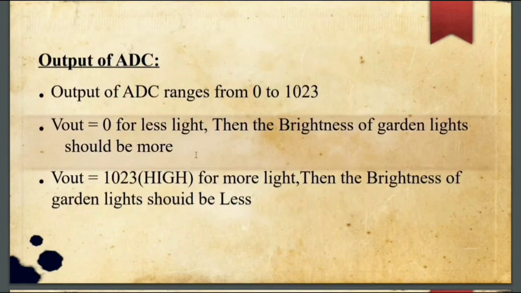Output of ADC ranges from 0 to 1023 values. Vout, the output voltage, is equal to 0 for less light. Then the brightness of the garden light should be more. If Vout is equal to 1023, that is a high value for more light, then the brightness of the garden light should be less.